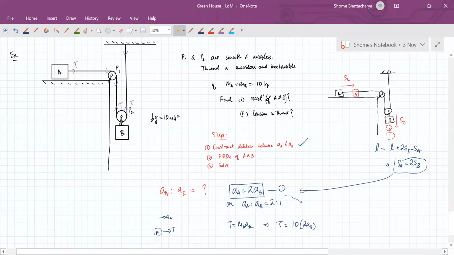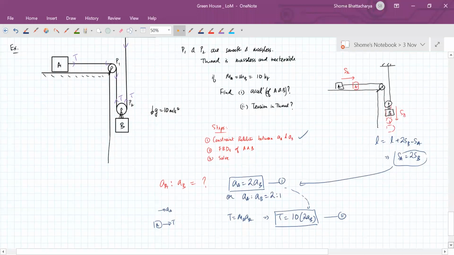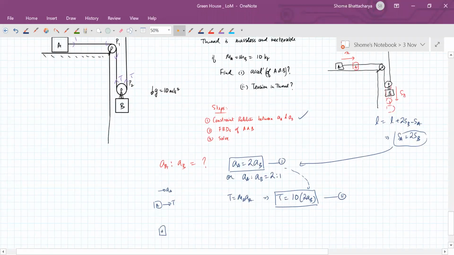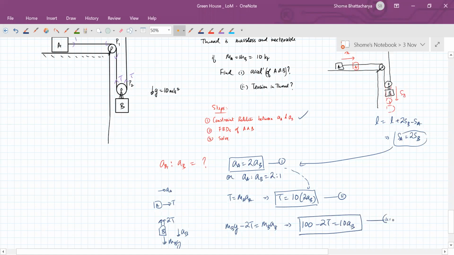2AB, we can just directly substitute this here. This becomes our second equation. Okay. And for B, you have 2T upwards and weight downwards and acceleration. So weight minus 2T is mass into acceleration. So 100 newtons minus 2T is equal to 10 AB. So this is even simpler.